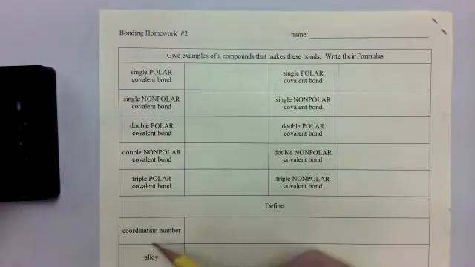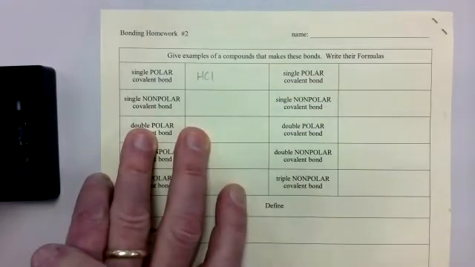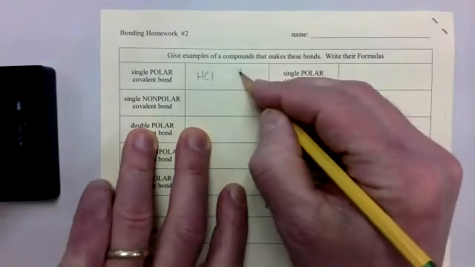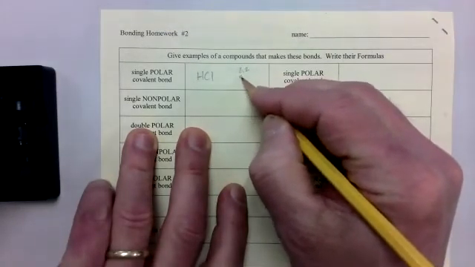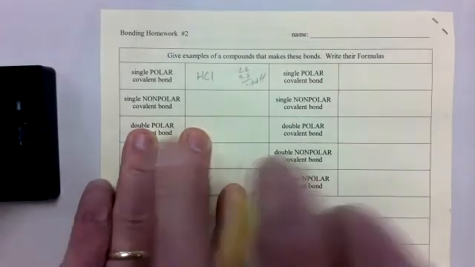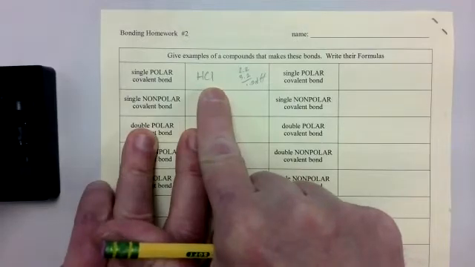Single polar covalent bond, almost guaranteed example is going to be HCl. 2 atoms, there's a difference in electronegativity. Hydrogen's 2.2, chlorine's 3.2, that makes it a 1.0 difference. That makes it polar. Hydrogen has 1 dot. Chlorine has 7. They share a single bond.